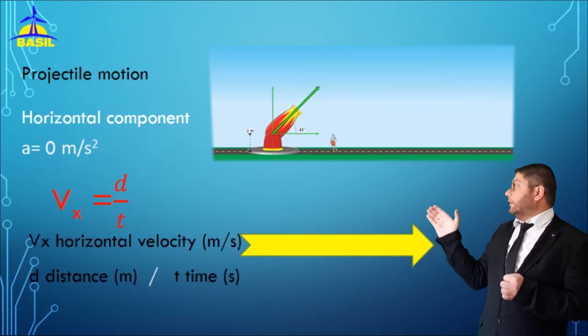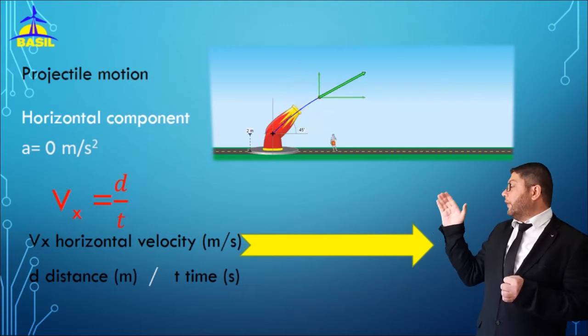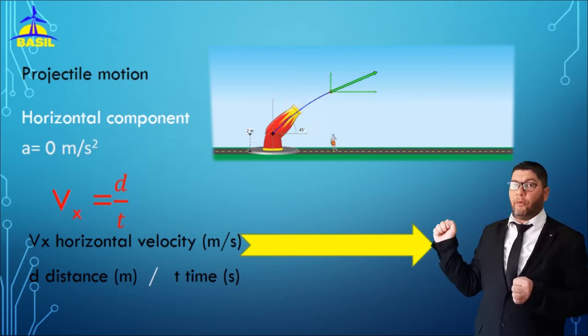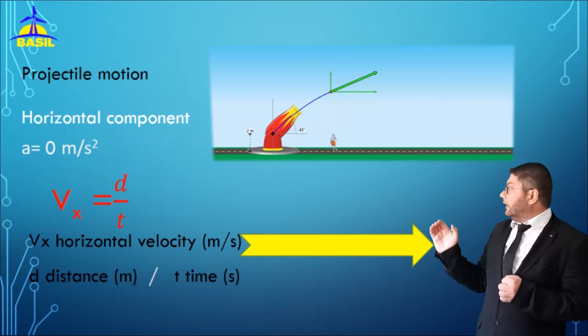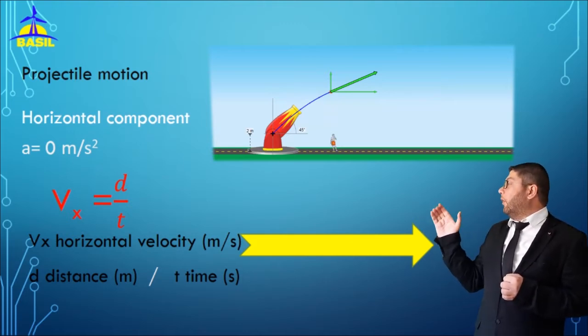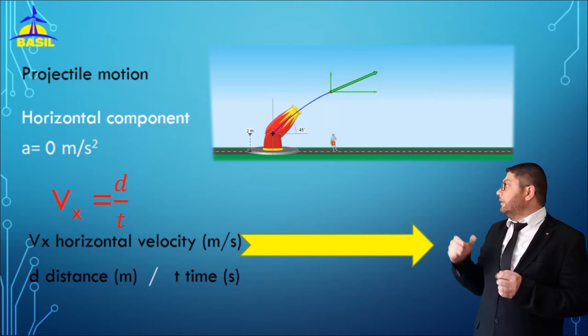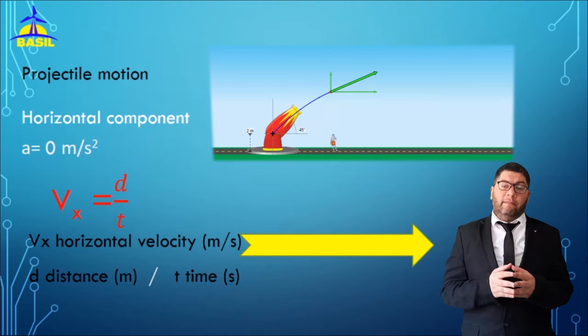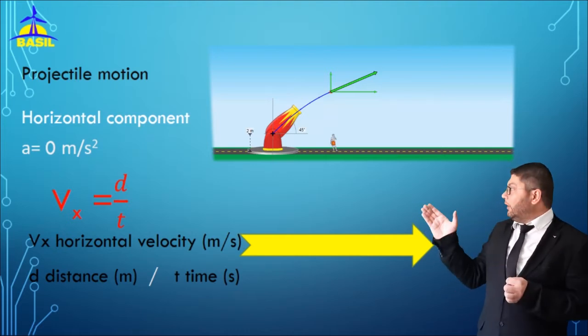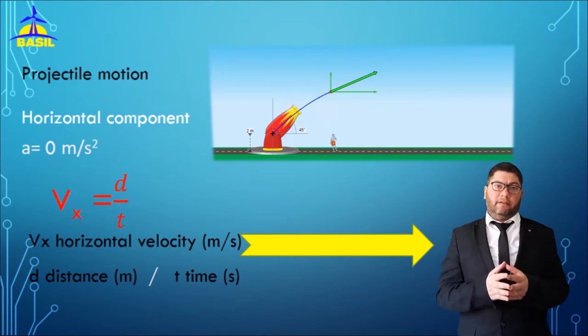Vx is the initial velocity of the horizontal component and the unit for it is meter per second. dx is the horizontal distance, and t is the time. The unit for the time is second and the unit for d is meter because it's distance.